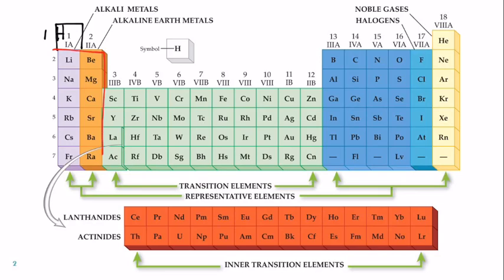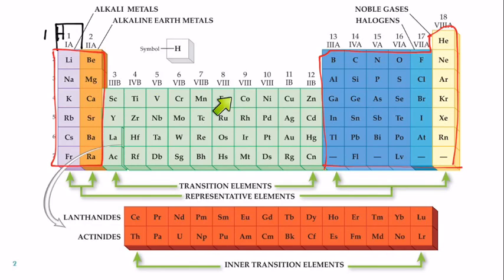So these guys and these guys over here, these are all representative or main group elements. So these are the groups that stick up. Those are the main group elements. Their properties are more predictable.